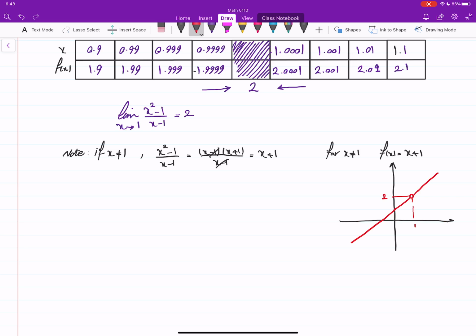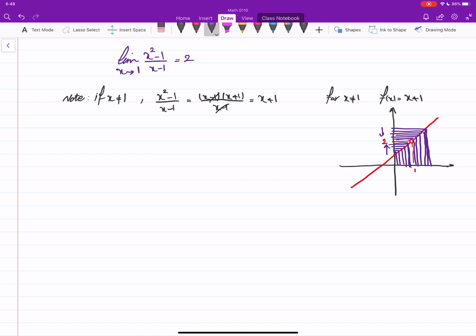It is not defined. Now if I get values of x closer to 1, you'll see that the values of y will get closer and closer to 2. Also from this side, you'll see the values of y getting closer and closer to 2. So as x goes to 1, you see the values of the function get closer and closer to 2.